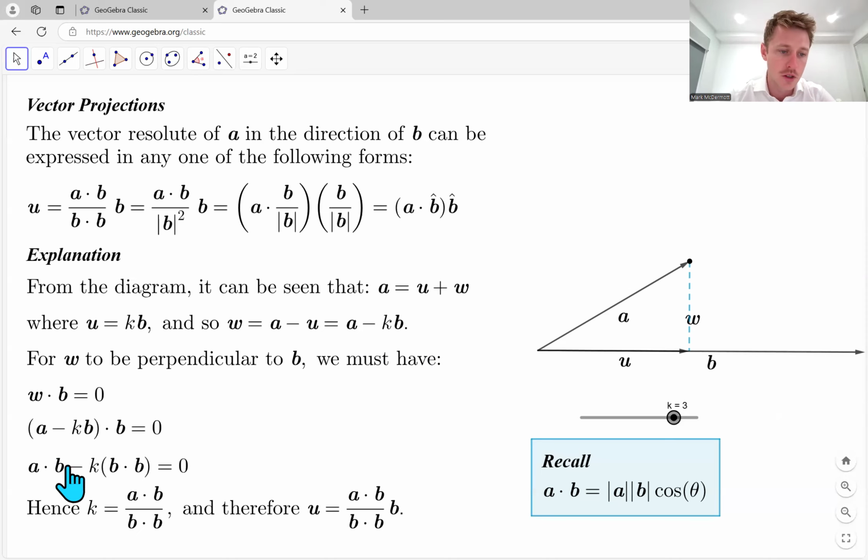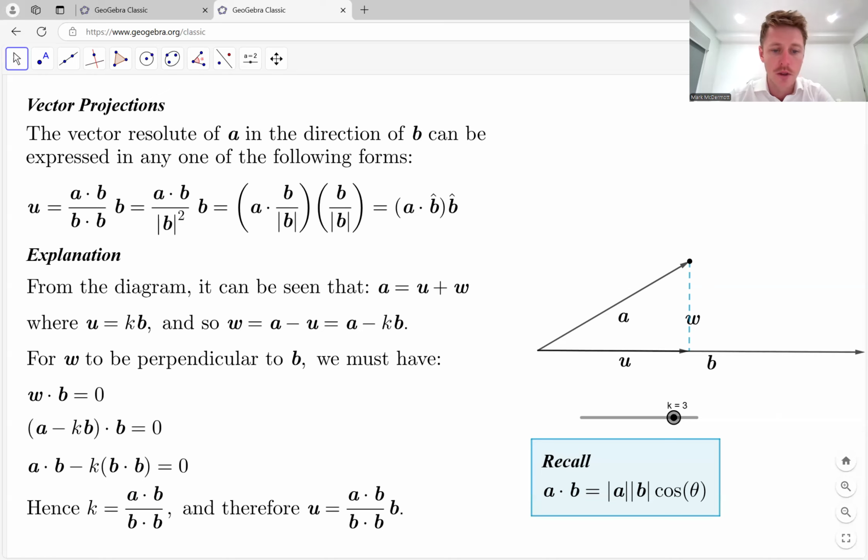Just using some properties of the dot product, which we spoke about in another video, expanding this, you get A dotted with B minus K multiplied by the dot product of B and B must equal 0. So that's just expanding that B in. And then just rearranging for K, subtract the dot product of A and B from both sides, and then divide by negative the dot product between B and B. And so you get K equals this just by using properties of the dot product.